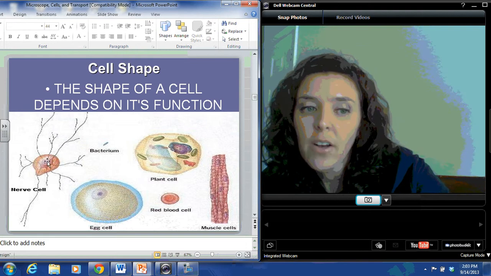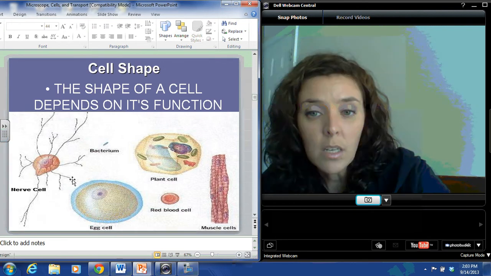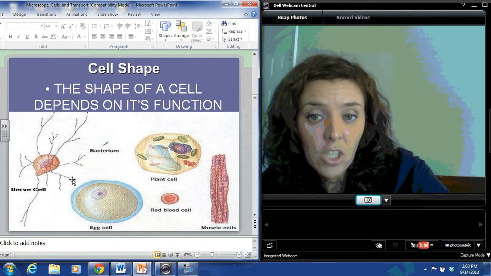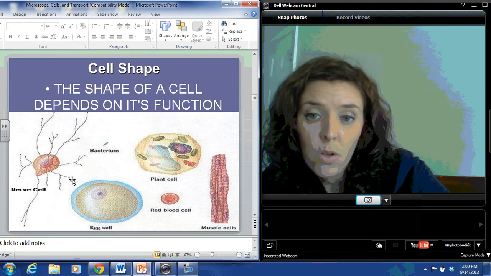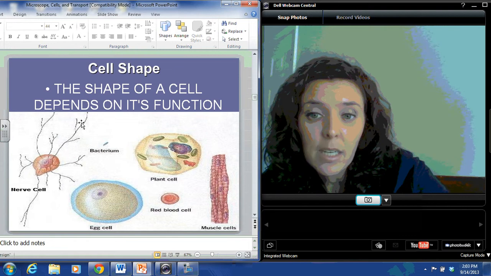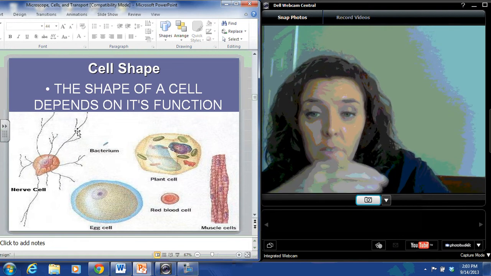This nerve cell has lots of branching that you can see here. Now, why would it be important for the nerve cell to have so much branching? Well, it's important because nerves carry information. They carry messages. They have to be sent very quickly. Okay, so in order for it to be quickly sent, the cell needs to be branched.